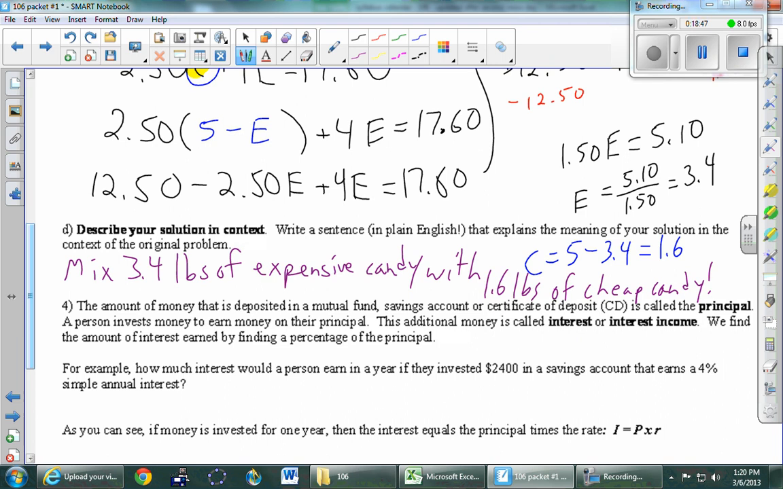That's all the sentence needs to have. If you want, you can say more. You can say you will have a 5-pound mixture, yes, and it will cost $17.60. You don't need to say that. You just need to tell me about your answer. Any questions about the sentence?